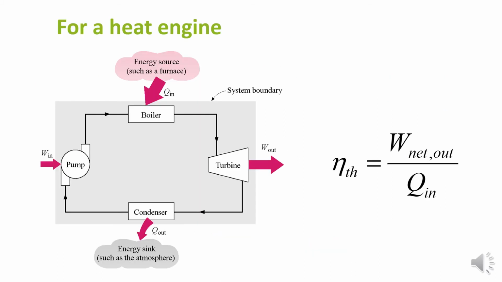Okay, so if this is the heat engine, we have Q in and we have work out, and this heat will be the heat out, and the electrical power will be the work in by the pump. So the thermal efficiency will be the work net, or the output, divided by the Q in.